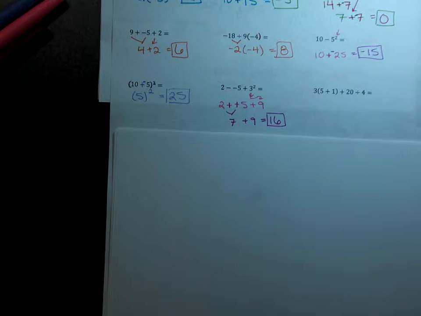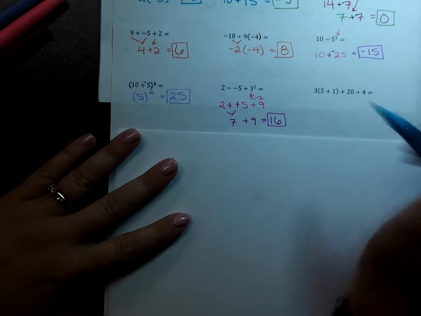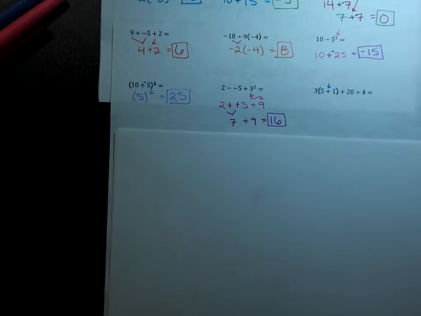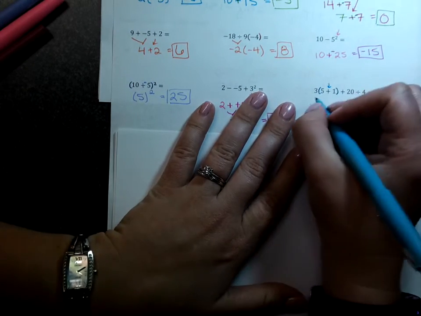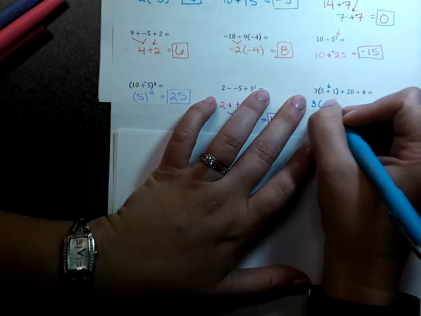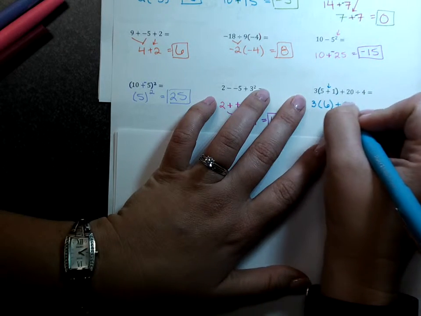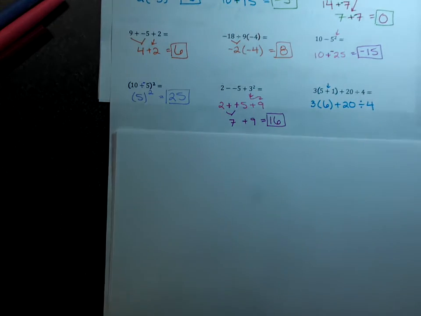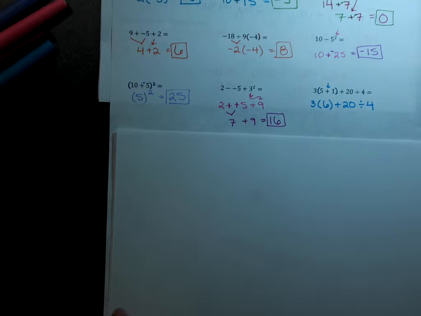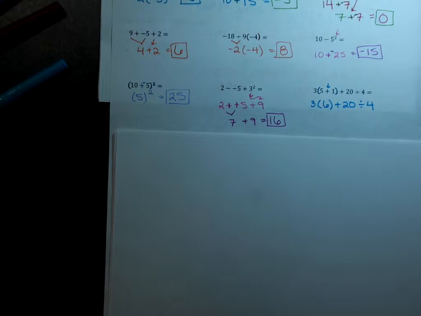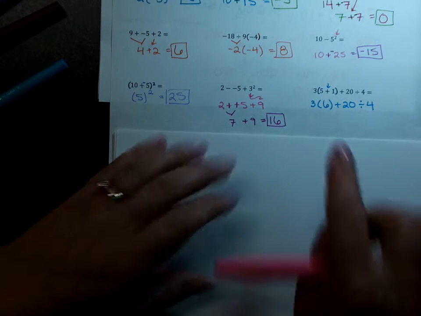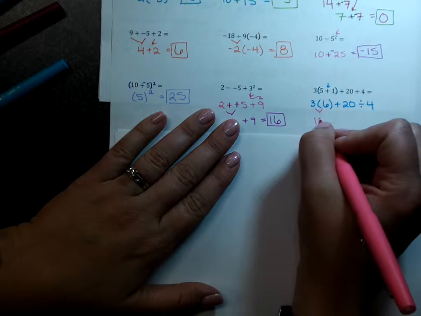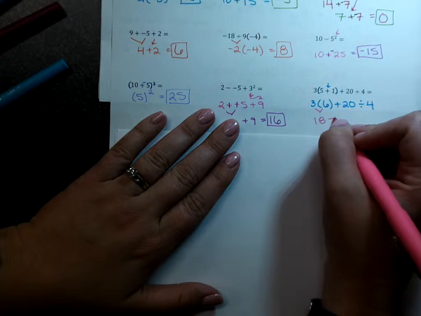Alright, this one's a little more involved here. We've got parentheses, and we have an operation inside those parentheses. So we're going to do that first and leave everything else the same. 3, 5 plus 1 is 6, plus 20 divided by 4. Still a lot going on in that one. My next move is multiplication or division from left to right. So 3 times 6 is 18. The plus is going to stay there.